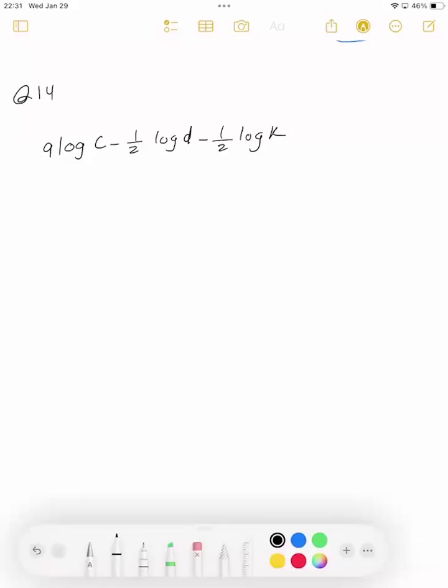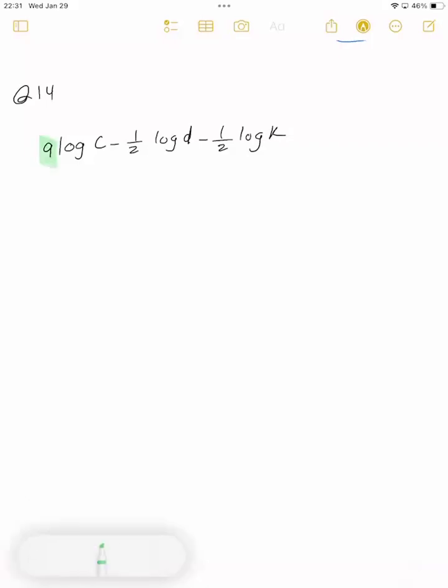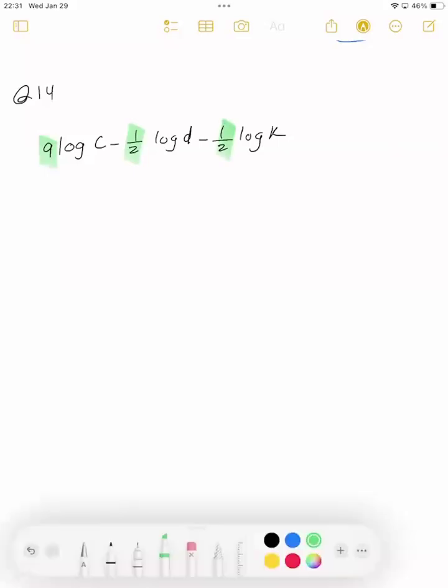Question 14. Again, we want to write the logarithmic expression as a single log with one coefficient. So I have 9 log c, half log d, minus half log k. So we are going to get rid of the coefficients first. When you're writing these expressions as a single log, you need to get rid of the coefficients first, okay?